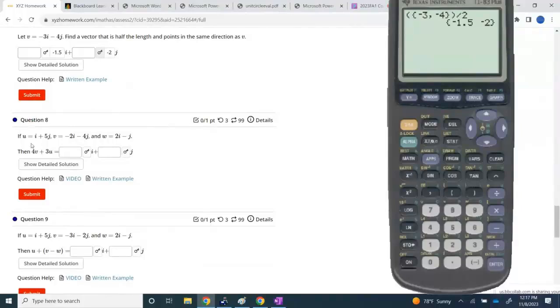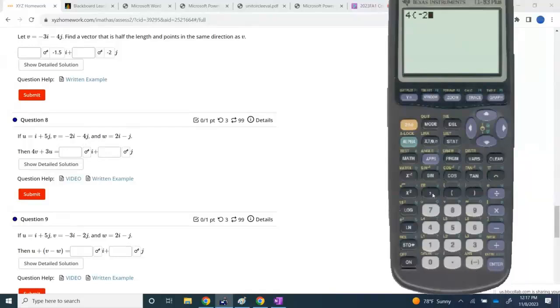Problem number 8 says u is equal to i plus 5j, v is equal to -2i minus 4j, w is equal to 2i minus j. They want us to find 4v plus 3u. So I'm basically going to put it in the calculator. In order to put 4 times v in the calculator, I'm going to put 4, that's my scalar, and then I'm going to put the vector in component form. So v is -2i minus 4j.